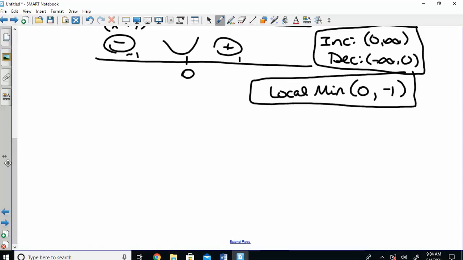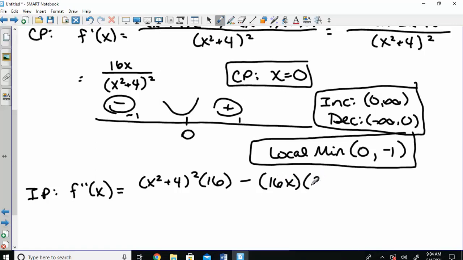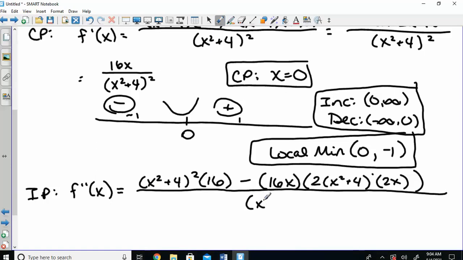Okay, so we've done increasing, decreasing, maximum, inflection points. How do we get inflection points? Second derivative. So starting here, we have low, d high, minus high, d low. So the 2 comes down, inside stays the same, subtract 1 from the power, times derivative of the inside. All over low squared, which would make it to the 4.